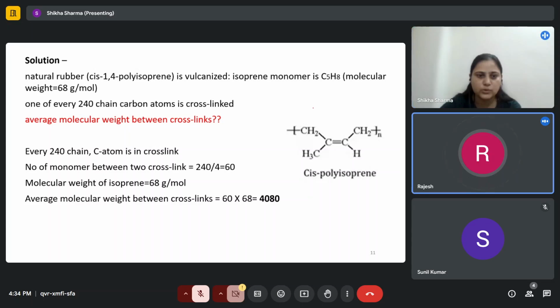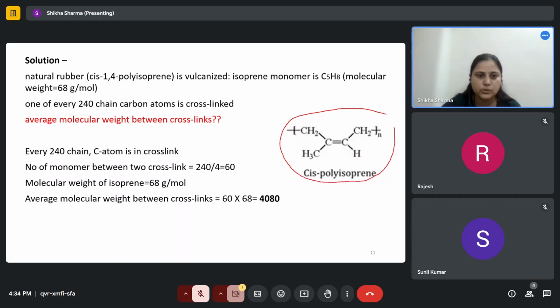Yeah, true. So this is polyisoprene, which is the natural rubber. It looks like this, right? So this carbon is there, then this carbon, this carbon, and this carbon. So we have 4 carbons in the linkage, right? Every 240th chain carbon atom is in a cross link. So in the chain, the carbon atom is basically forming the cross link, and in the monomer we have 4 carbon atoms. So we will first calculate the number of monomers.